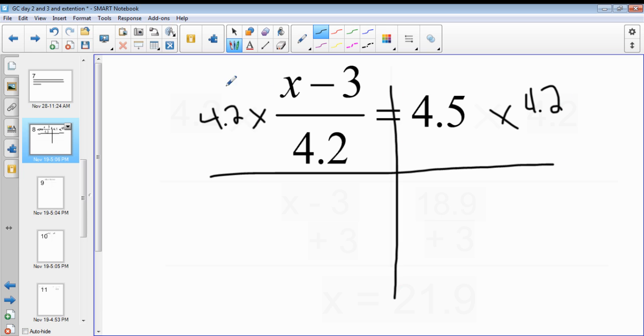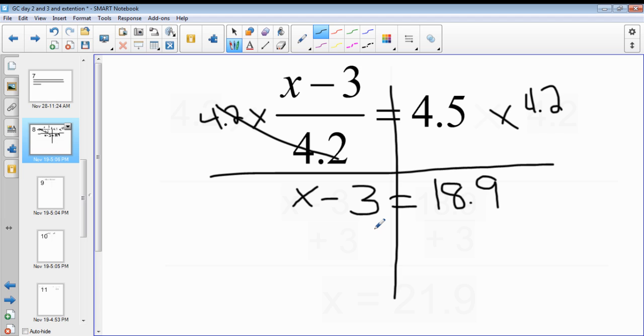When we do this, on the left side, I still have x minus 3. And on the right side, I multiply 4.5 times 4.2, and I get 18.9. From here, it's still a one-step problem, just like it was yesterday, the day before, and last week. And we need to use our inverse operations to solve that. So from here, I'm subtracting 3. Well, my inverse operations tell me I need to add 3 to both sides.